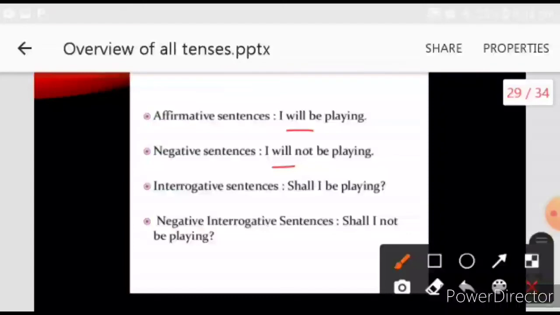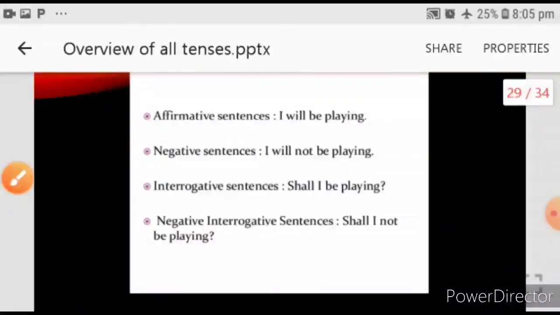You can't say it's not correct, it's incorrect. No, because whenever you are showing a determination, for example, if I say I will go to crush you tomorrow, it shows your determination, so it becomes correct when you use will. Okay, and if you don't use shall.